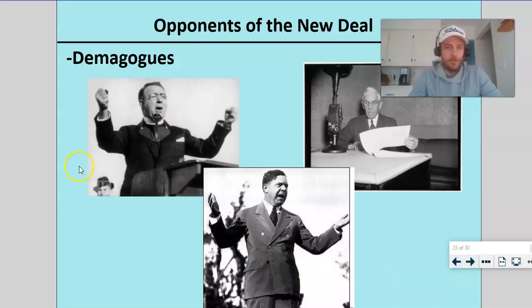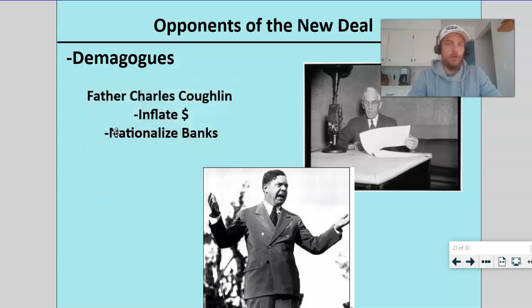The first here in the upper left is where we are going to start. This guy is Father Charles Coughlin. All right, he wants to inflate our currency and nationalize banks. He had a group called the National Union for Social Justice. They want to inflate the currency and nationalize all banks. He's a Catholic priest, and he used the radio much like FDR did to broadcast his message out to the people. And he wants to inflate the currency so there's more money available, so that way people can have more cash in their pocket. All right, obviously, this is a short-sighted solution that isn't real.